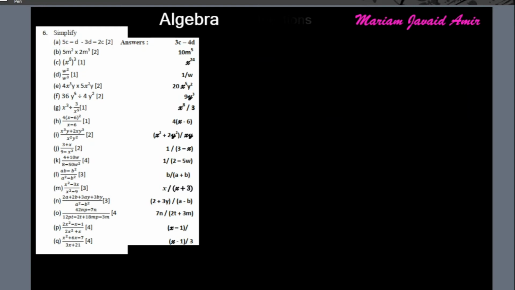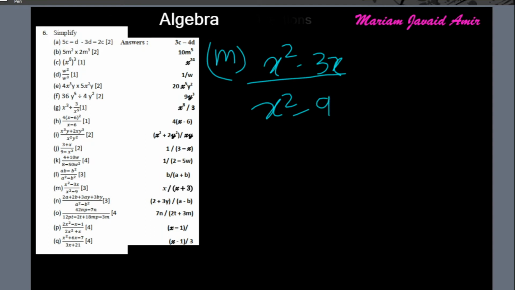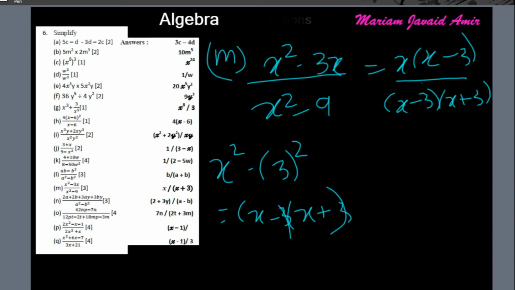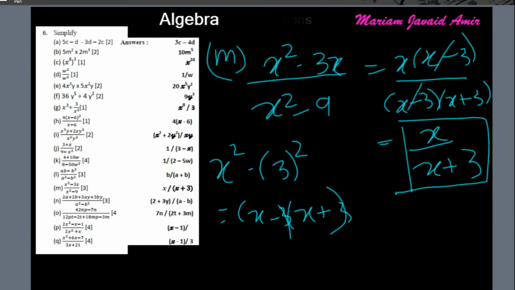Okay, next up is part M, which is x square minus 3x over x square minus 9. So x is common in the numerator, x minus 3, and in the denominator we have x square minus 3 square, which is x minus 3, x plus 3. So this becomes x minus 3, x plus 3. So these get cancelled and we're left with x over x plus 3. No further cancellation is possible.